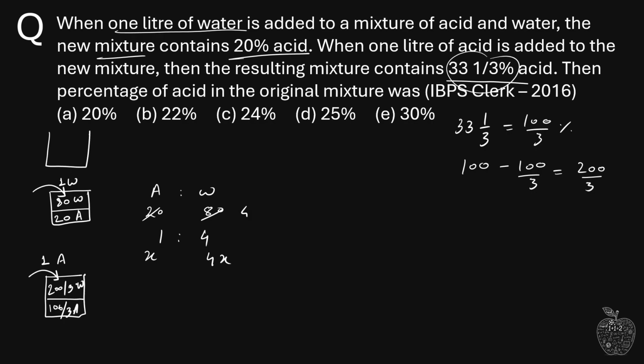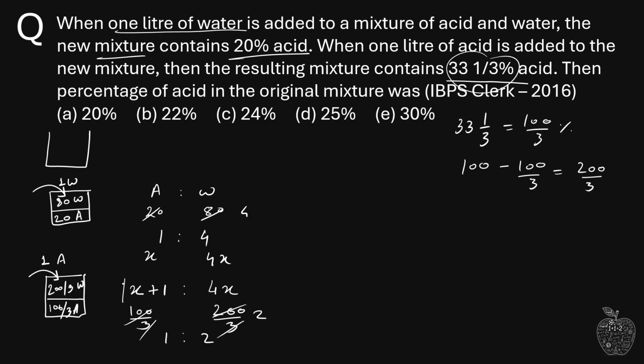Now here we had acid which was x and water which was 4x. In this we are adding 1 liter of acid, so the amount of water remains the same, which is 4x, but the acid becomes x plus 1. Alright, so this is the ratio of this new mixture, right? But we also know that acid here is 100/3 and water here is 200/3. So this ratio is 1:2.